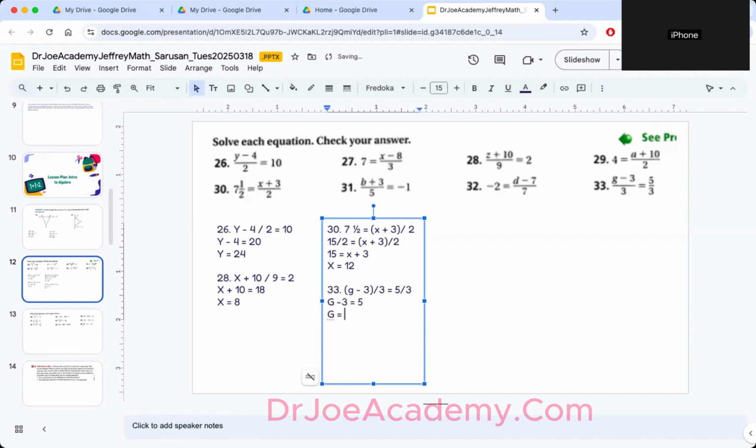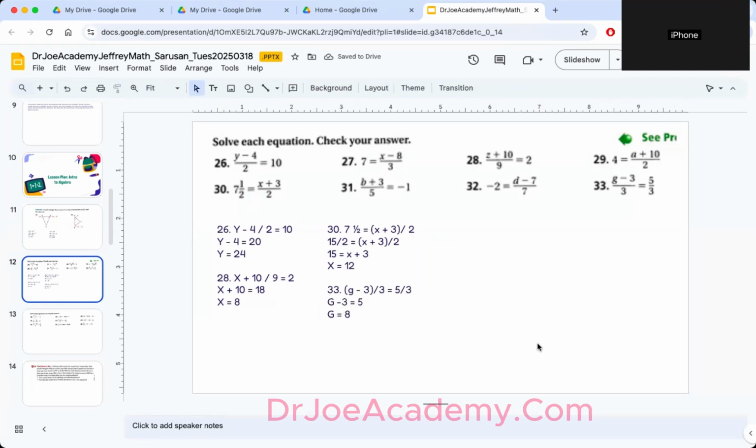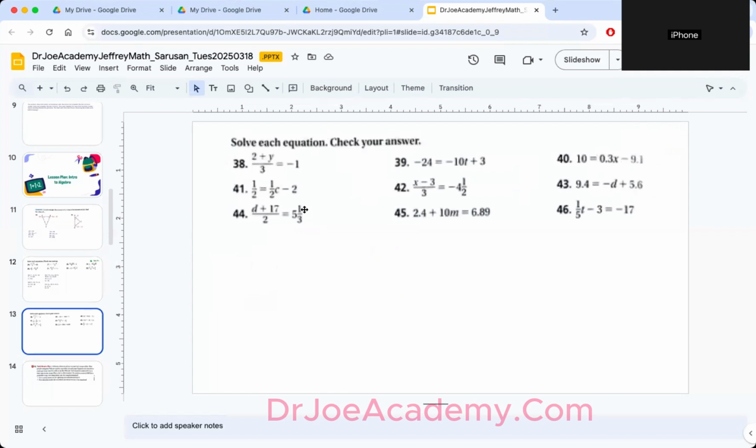And that G equals 8. Yep, G equals 8. Sounds good to me. So I am going to continue for another 5 minutes just because we started a few minutes late. So let's do a couple of these questions too.